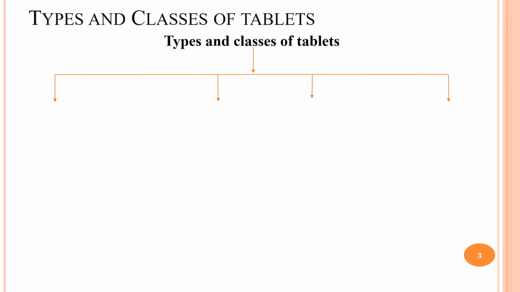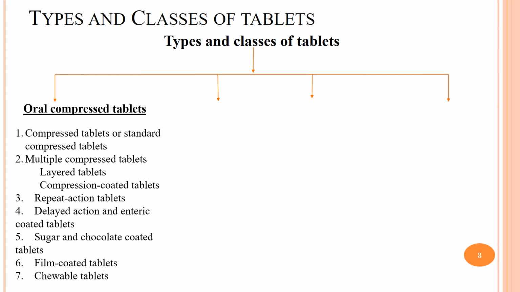In this video, we will be covering the second part of formulation of different types of tablets. We will be starting this topic with the types and classes of tablets. The first major class is the oral compressed tablet, which includes compressed tablets, multiple compressed tablets, repeat action tablets, delayed action and enteric coated tablet, sugar and chocolate coated tablets, film coated tablets and chewable tablets.